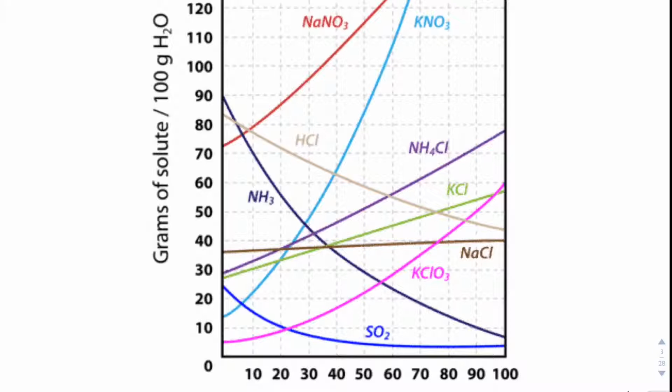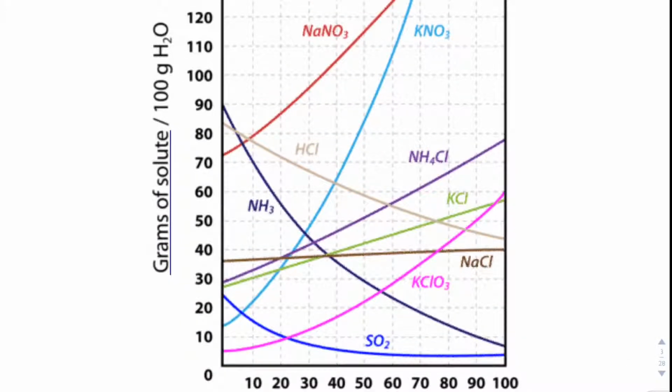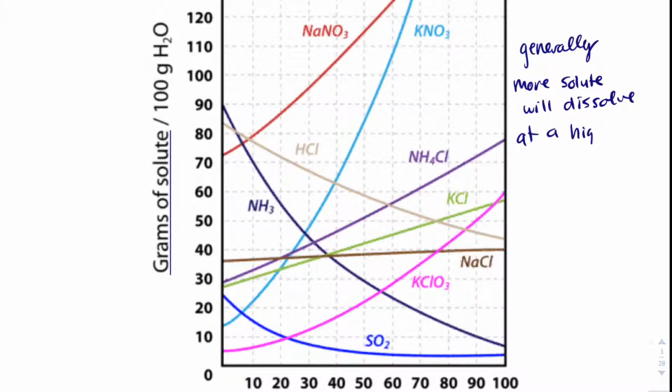What they tell you is how many grams can be dissolved. The solute is just what's being dissolved in water. And if we change the temperature, generally we can write this down: generally, more solute will dissolve at a higher temperature. And that is true for a lot of salts.